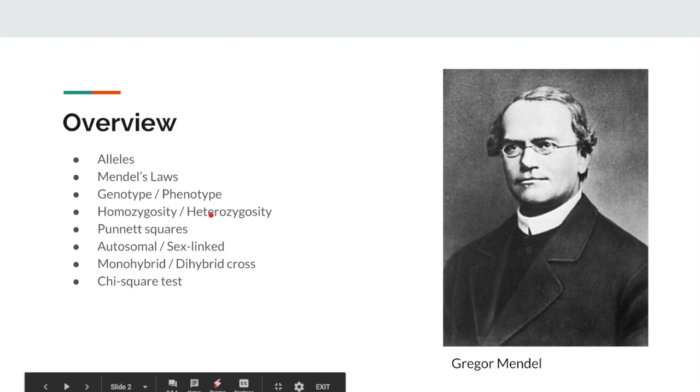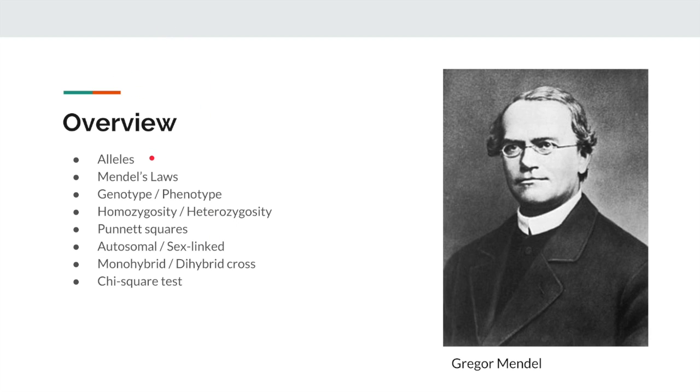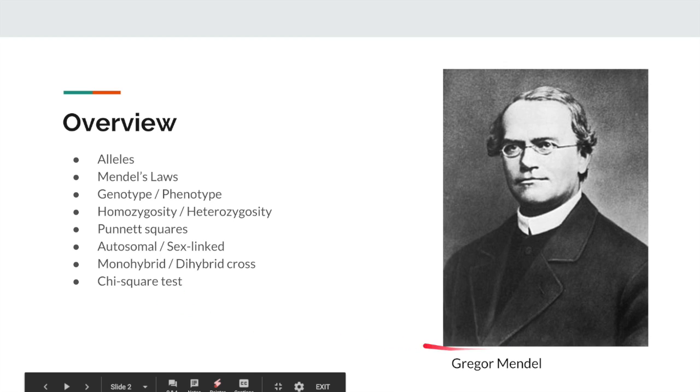As an overview, we're going to be looking at alleles, Mendel's laws, genotype versus phenotype, different kinds of zygosity, Punnett squares and how we can apply those, autosomal and sex-linked inheritance, monohybrid and dihybrid crosses, which is really the application of all of this together, and then chi-squared tests, which will be used kind of in an experimental setting.